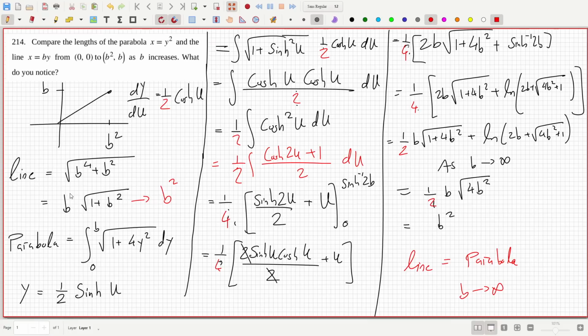So, small little mistake here. I shouldn't have had the square. And then a mistake here with the 2. But carrying that mistake through and fixing it up, we get the result that the line will equal the parabola as b tends to infinity, so they'll have the same length then. Quite a tricky question, but there's the correct solution on the screen now.